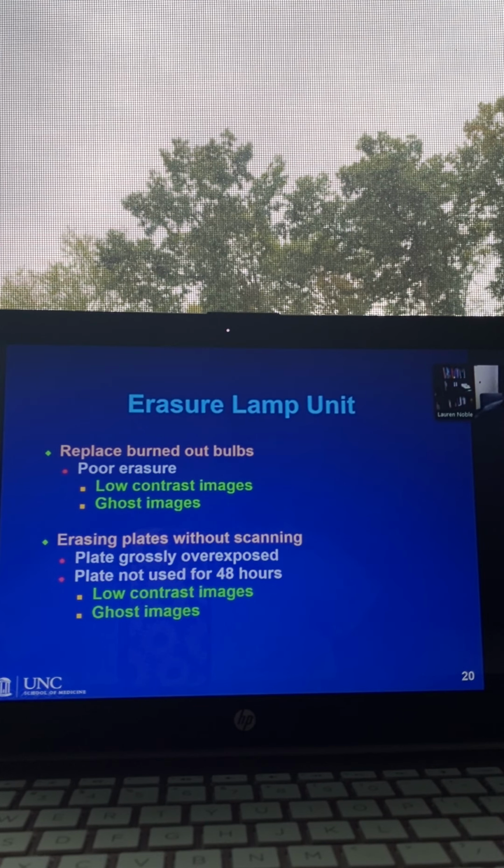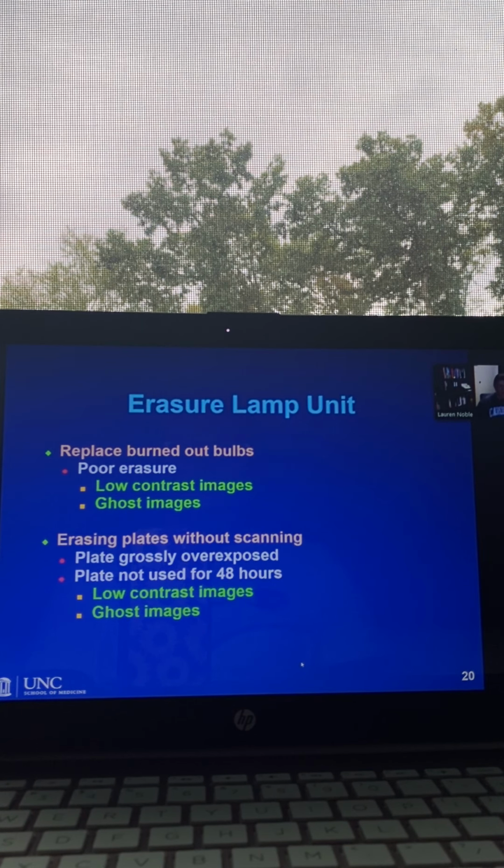So when we have lab on a Tuesday, those plates have been sitting since Thursday because we only have lab on Tuesdays and Thursdays. So when we have lab on Tuesday morning, I go in and erase the plates that I know we're going to use because they have sat for more than 48 hours. Remember that wide dynamic range, digital detectors are extremely sensitive to background radiation. So just sitting for over 48 hours, they accumulate background radiation, and I don't want that on my image because that'll give me a low contrast image.